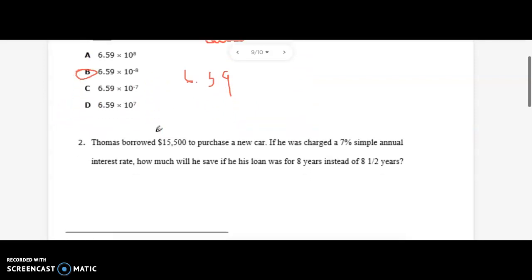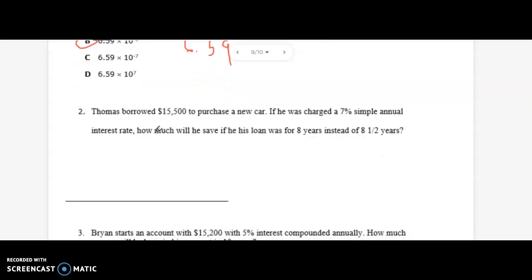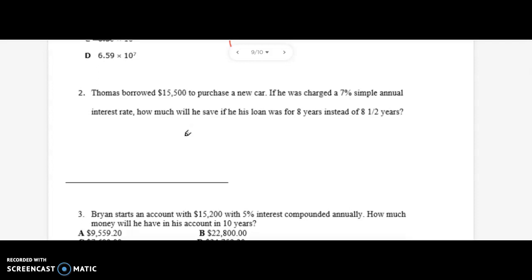Okay. Next question. Thomas borrowed $15,000 to purchase a new car. He was charged 7% annual simple interest rate. How much will he save if the loan was for 8 years instead of 8.5? Okay, so this is a simple interest problem, but we're doing some comparisons here.